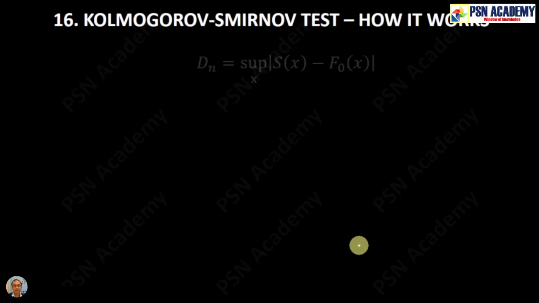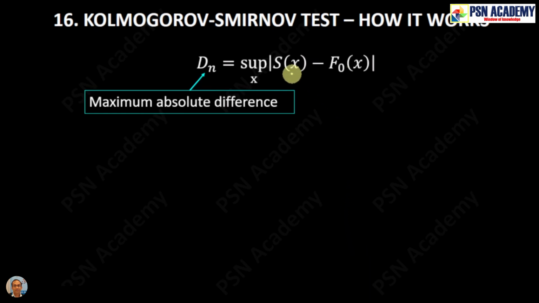How does it work? You find the deviation between S of x for all x's and the corresponding f0 of x for all x's, and you identify the maximum deviation between these two, and that we call d suffix n.